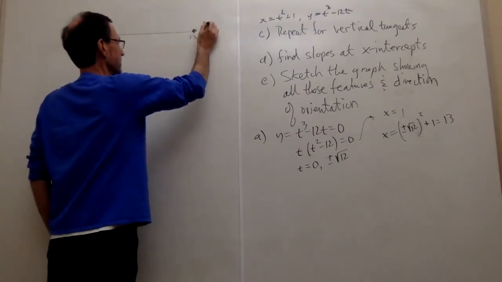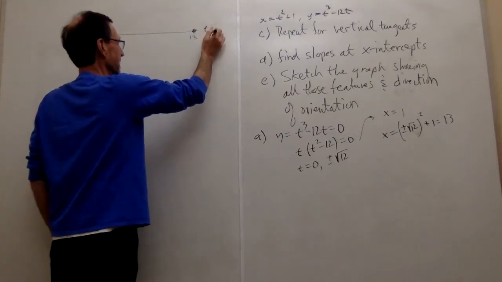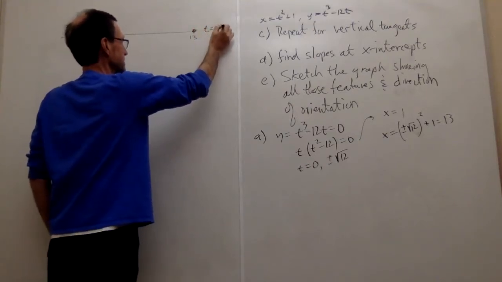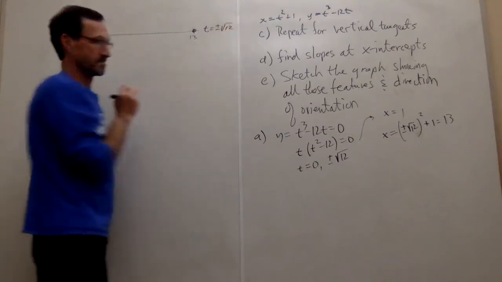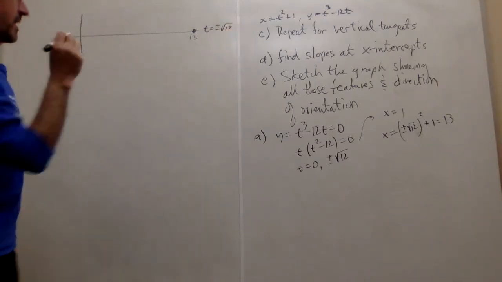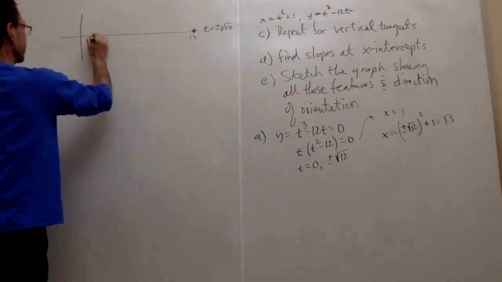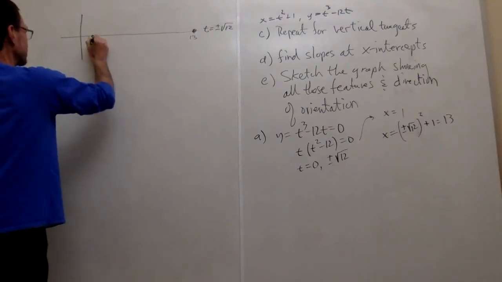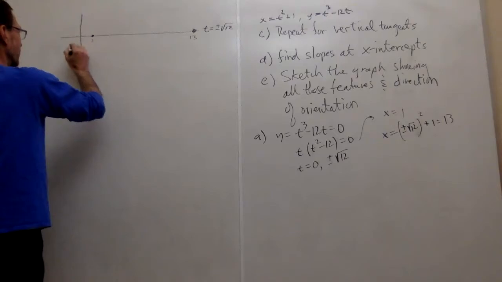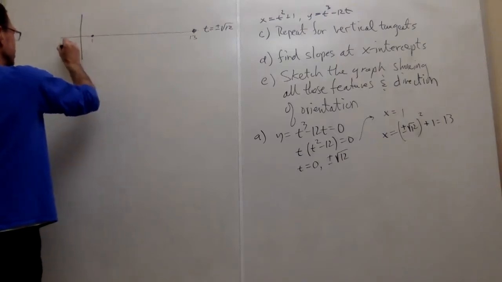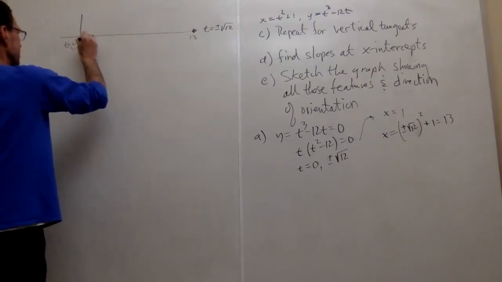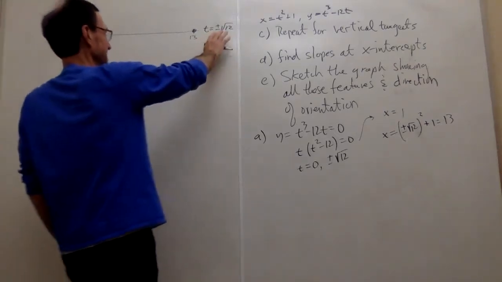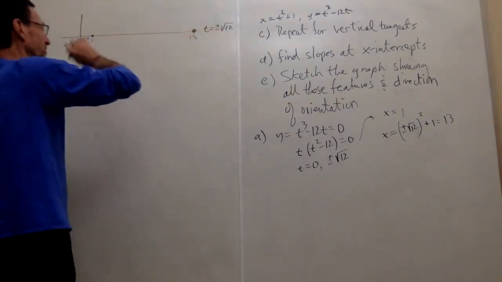I kind of know what the curve looks like, so I'll write it over here. I think it'll be out of our way. It goes through this point at 2 different t values, plus or minus the square root of 12. And remember, we also found an x-intercept over here at 1, which was t equals 0. Okay, so that's what we know so far. 2 t values here, 1 there.